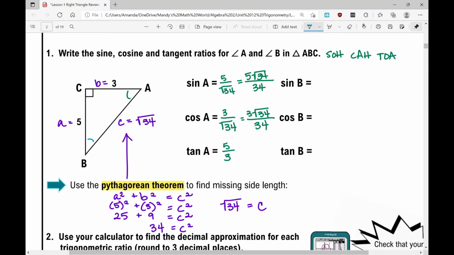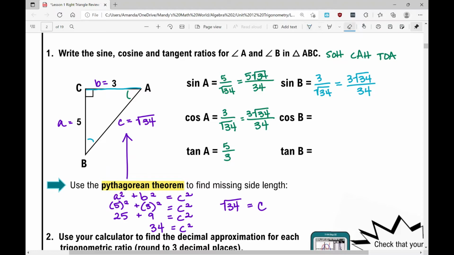When I'm talking about the sine of this angle, so I'm talking about a different angle, the opposite and adjacent sides are flipped. So the sine of angle B is going to be the ratio of the opposite side over the hypotenuse, which is now 3 over the square root of 34. Do we want to leave the radical in the denominator? No, so we're going to rationalize it, and we get 3 times the square root of 34 over 34.